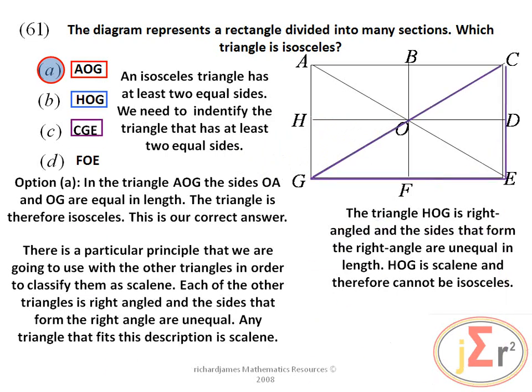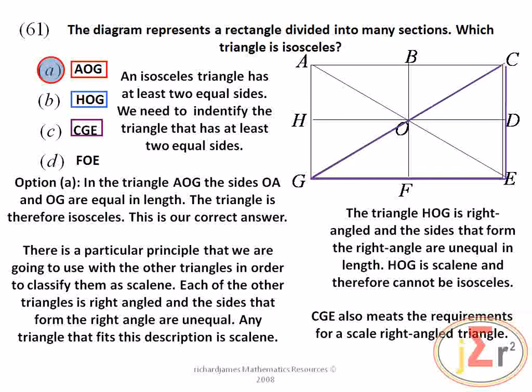There we have CGE. This triangle that we are talking about, CEG, is right-angled. In this right-angled triangle, these are the two sides that form the right angle, and they are not equal in length. Therefore, the right-angled triangle is scalene. CGE also meets the requirements for a scalene right-angled triangle.